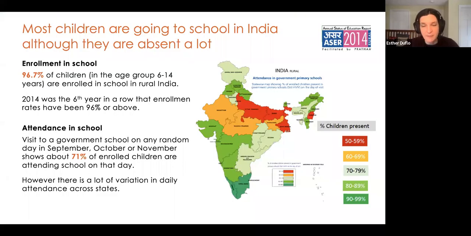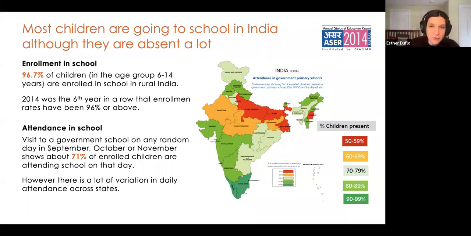This is just data from India, taken from the same ASER survey that the organization Pratham runs, by going to a large number of villages, getting a random sample of schools and a random sample of kids, both to measure school participation and learning.